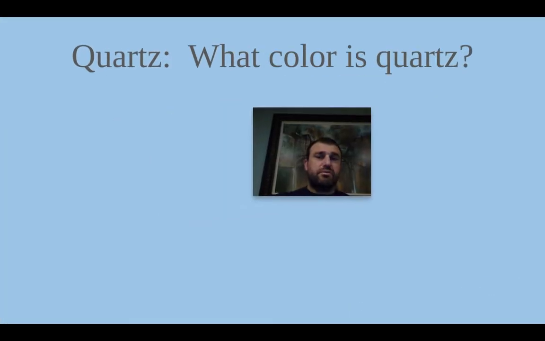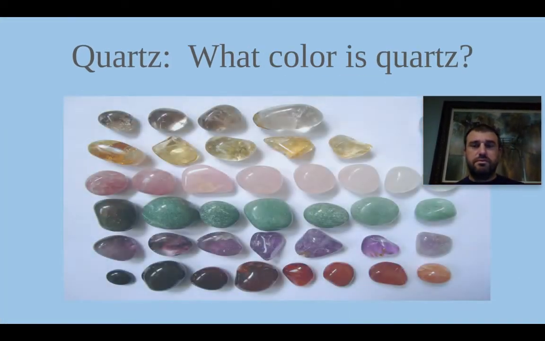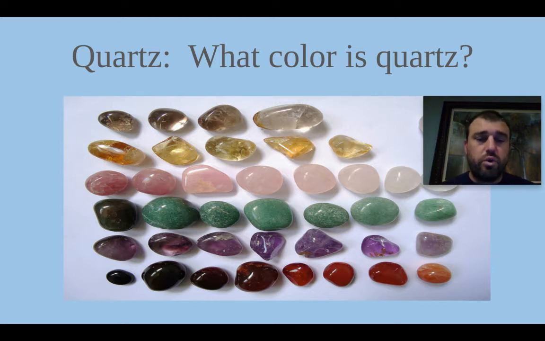So first one we're going to start with is color. So here's a bunch of quartz minerals. Quartz is the most common mineral on the continent. Quartz and feldspar. So what color is quartz? Is it gray? Is it clear? Is it brown? Is it pink? Is it green? Is it purple? Is it red? Well, it's actually all of them. All right.